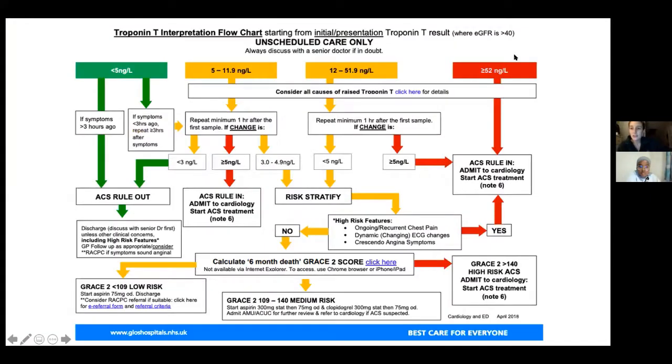So this is just a screenshot I found online. This is not what's used in any Liverpool hospital, but it basically shows you what you do with your troponins.